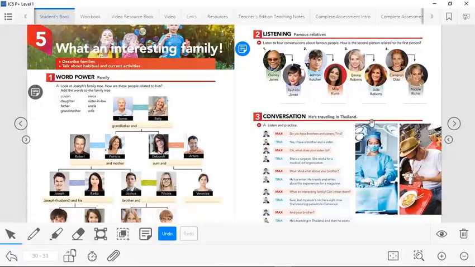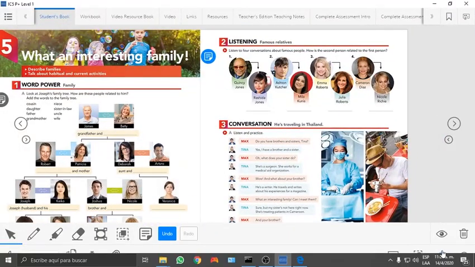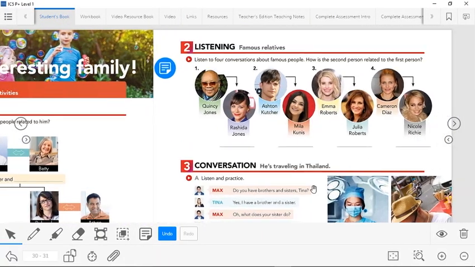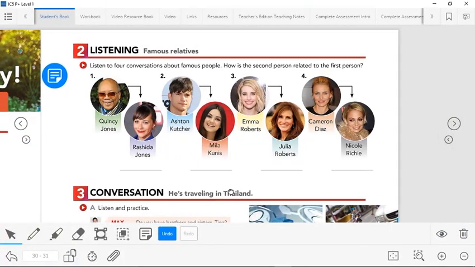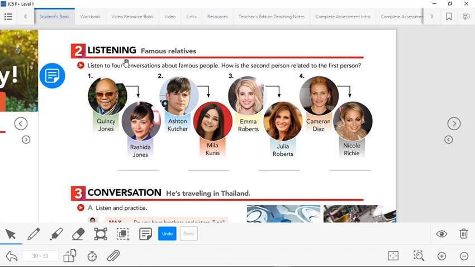But now let's do a practice about this. Here we have some famous people that are relatives of other famous people. You need to listen to the audio and then identify the relationship of one person to the other. What is Quincy Jones to Rashida Jones? What is Ashton Kutcher to Mila Kunis? What is Emma Roberts to Julia Roberts? And what is Cameron Diaz to Nicole Richie? They're related to each other, but how? Okay, so listen and then get the answers.